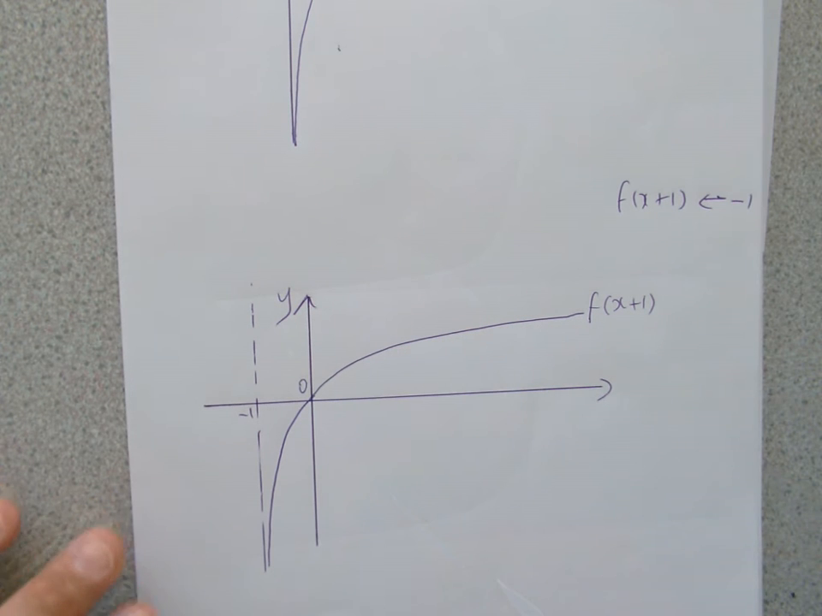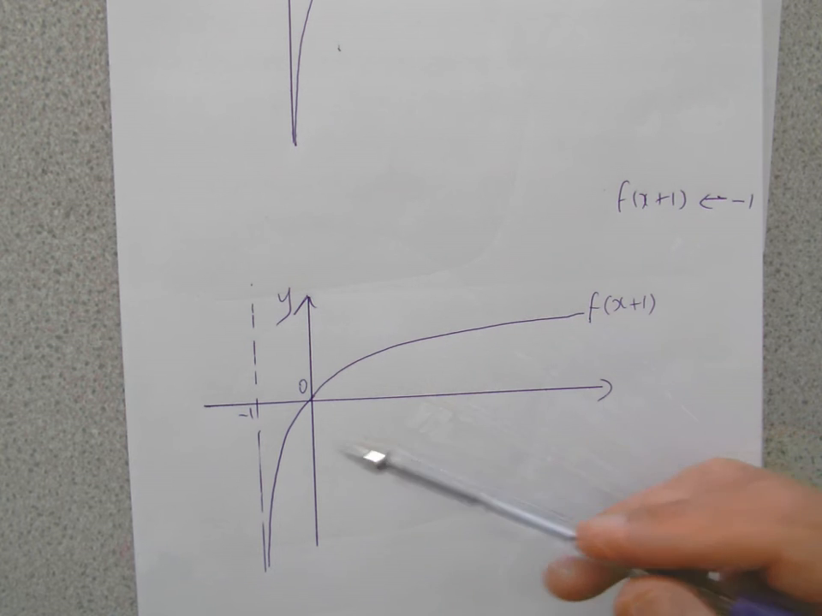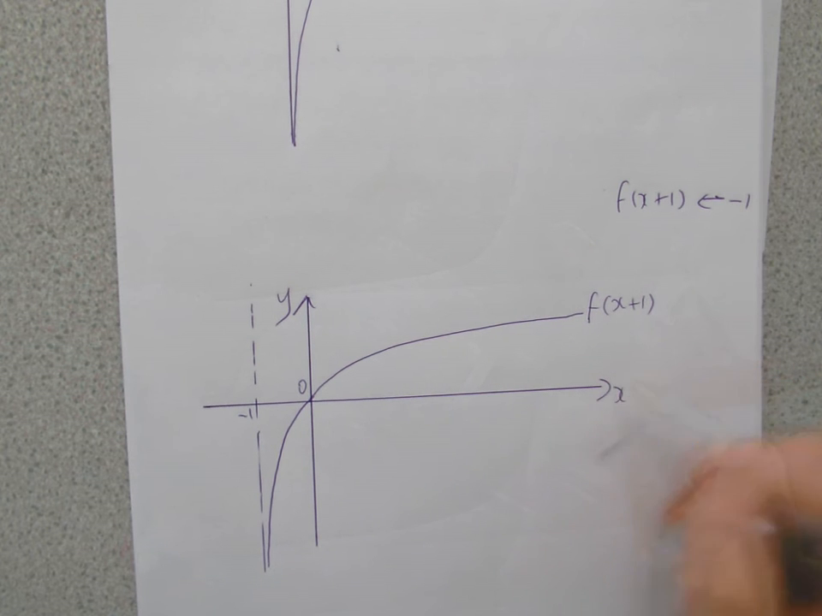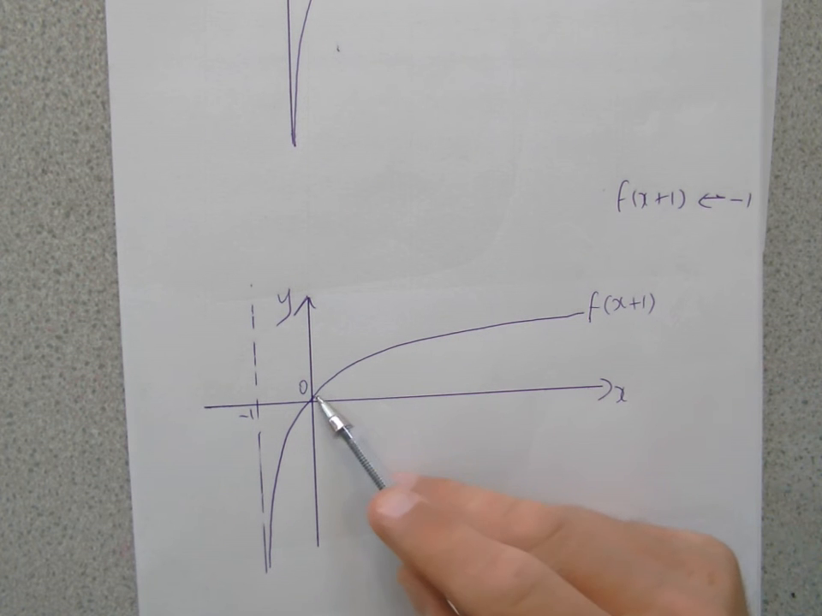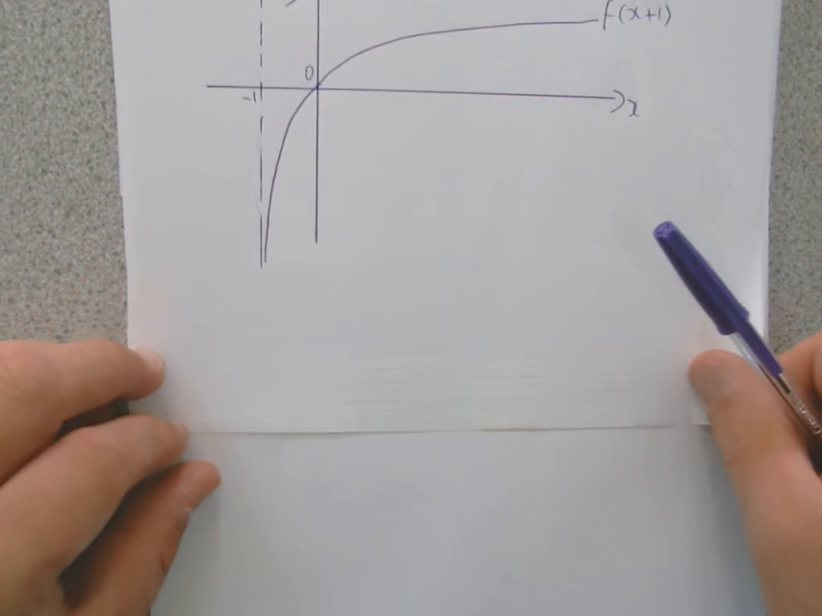Now then, the transformation they wanted was minus of this. So minus of this means you reflect in the x-axis. The positive values will become negative. The negative values will become positive. So you've got to reflect this. Let's have a look at what this reflection will look like.